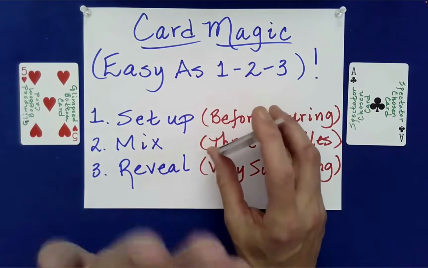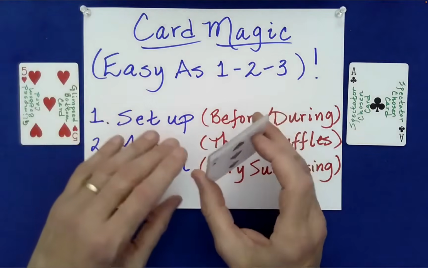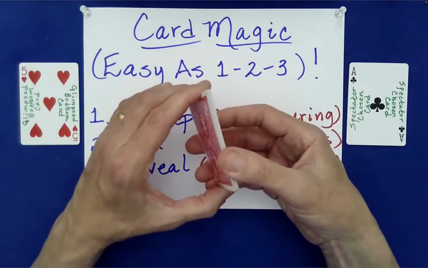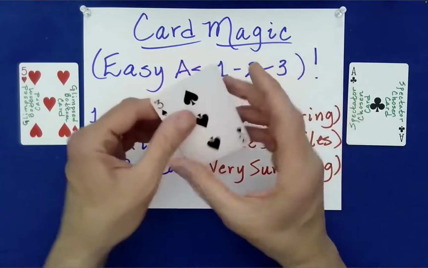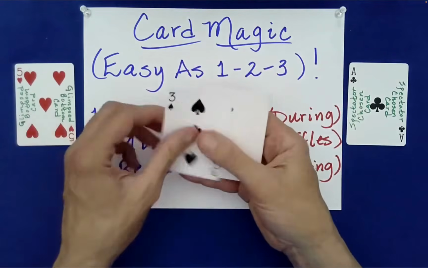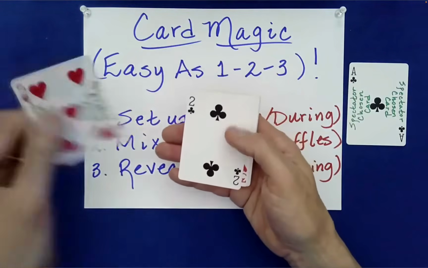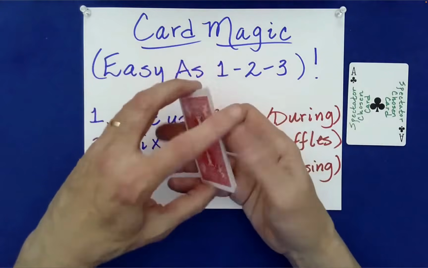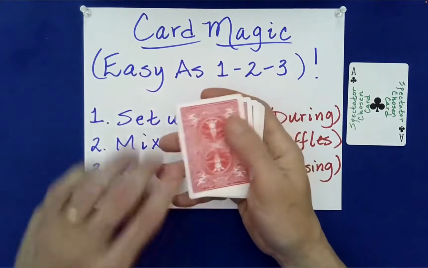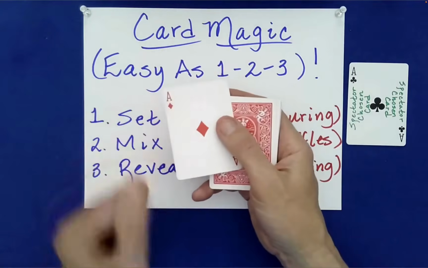Okay, now because I don't have a spectator, instead of the normal performance, I'm going to go ahead and put this card at the bottom. I've written glimpsed bottom card. And then we're going to have the spectator remember the top card of our little packet. They're going to remember that.